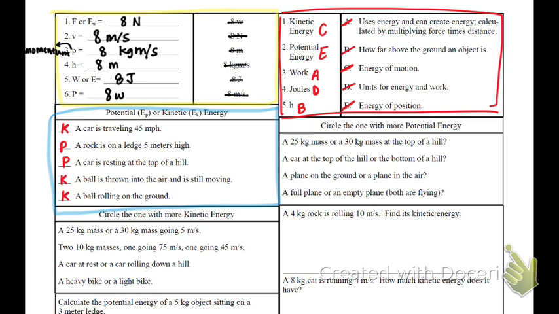Let's go over here to circle the one with more potential energy. So remember, potential energy depends on height. So which one has more potential energy? A 25 kilogram mass or a 30 kilogram mass at the top of a hill? More mass, more potential energy. Which one has more, a car at the top of the hill or the car at the bottom of the hill? Car at the top.